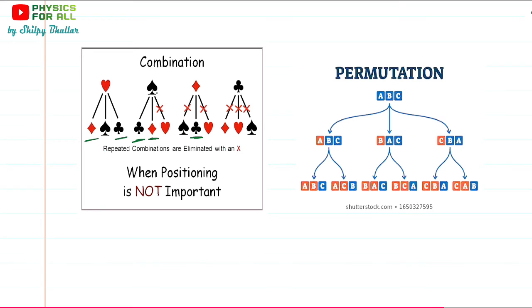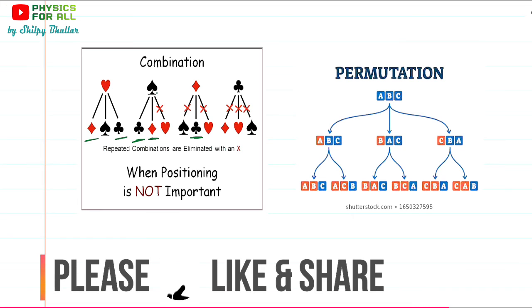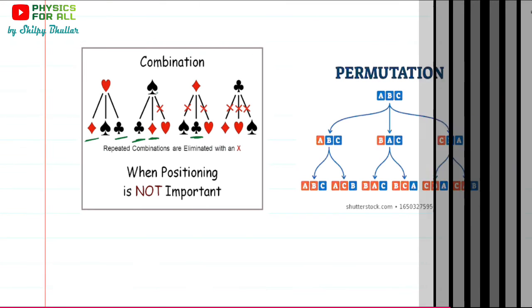Combination will only take care of the fact that you have two cards, one is spade, the other is heart. But permutation would say you have two cards, but in what order? Permutation would take care of the order. It would ask whether you have spade first and heart next or heart first and spade next. So this is the thing.